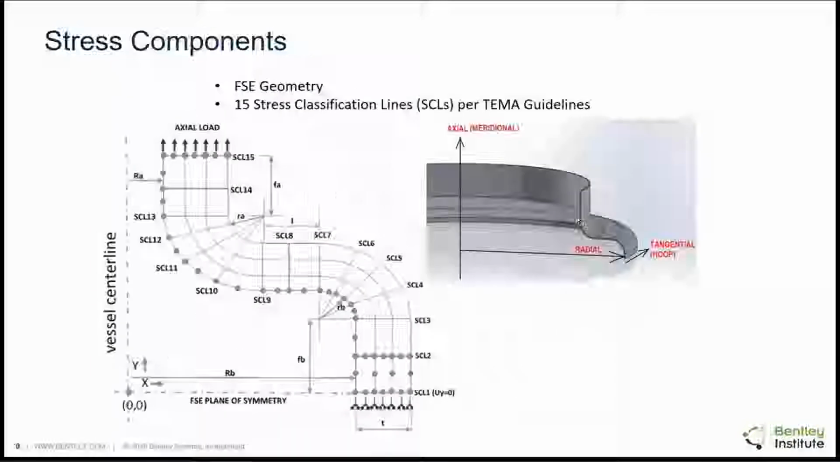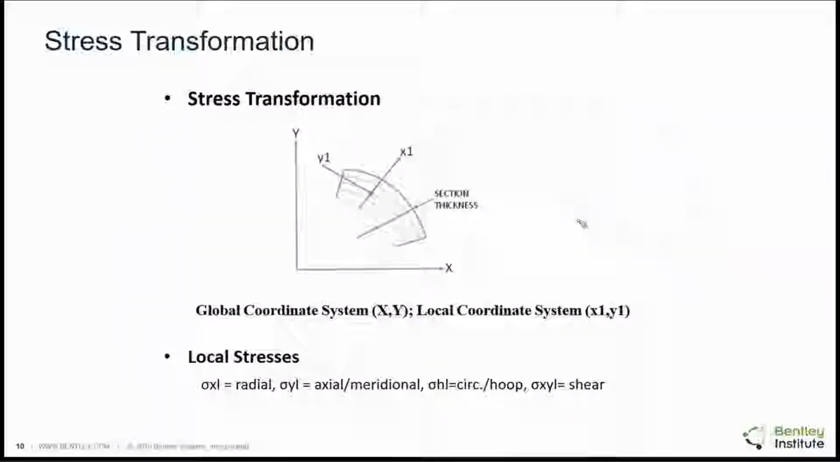So the step-by-step process is such that you find the global stresses that we spoke about just a few minutes ago, but then you have to do the stress transformation. Imagine you have the knuckle, the torus, which is shown here. X and Y, capital X and Y, are the global axis. So what is needed is to transform the global stresses into the local plane, the X1 and Y1 plane.